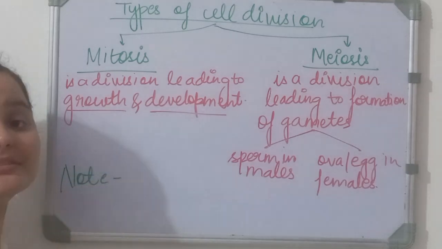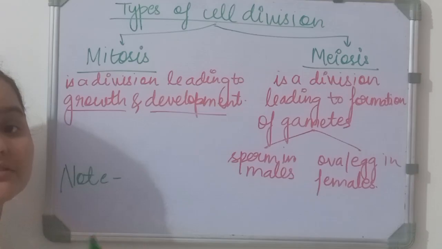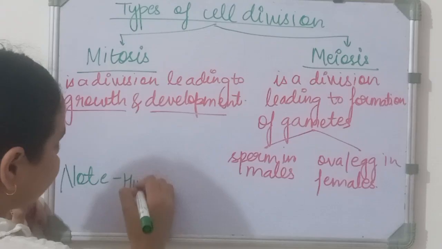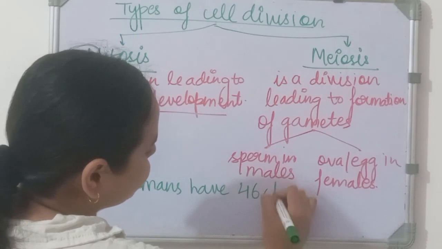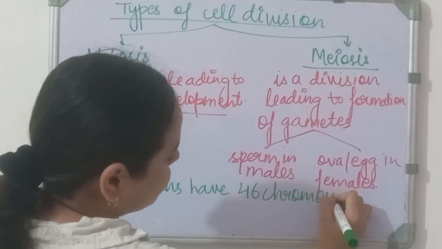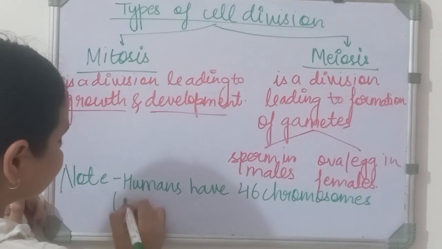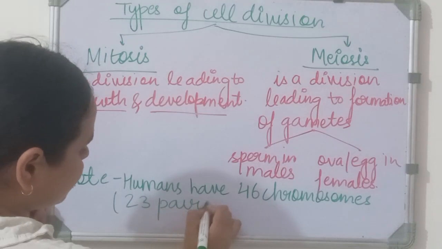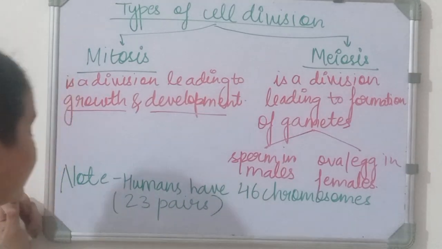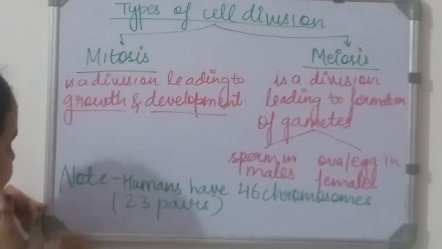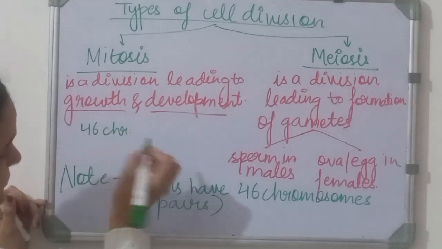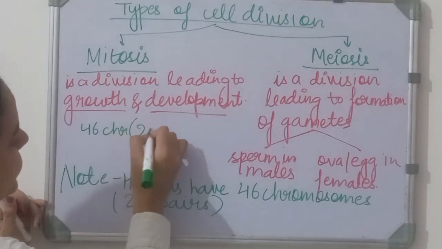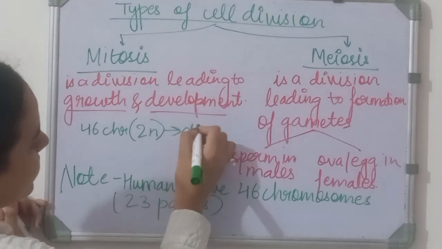Just note one very important point: humans have 46 chromosomes, which means 23 pairs. Here I am writing 46 chromosomes, or you may say 2n, which is known as diploid.